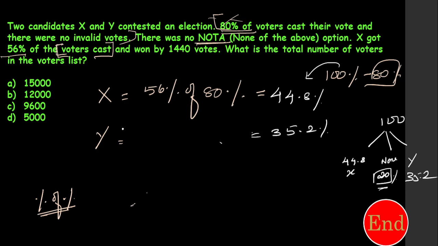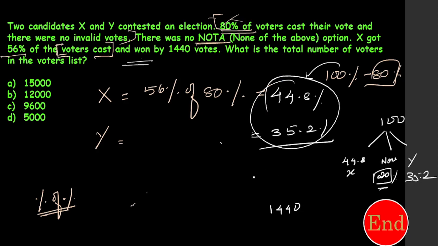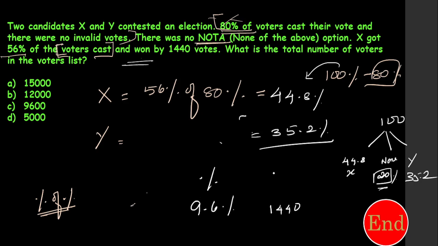Now listen carefully. This 1440 votes is wins by. Okay, so this is wins by. That means what? Majority wins by. It tells the difference between winner and loser. Wins by 1440. This is not for the winner. This is only the difference. So the difference is 1440. What is the difference between these two values? So how much extra did the winner get compared to the loser? Okay, the difference is 9.6%. So the difference in percentage is 9.6. Difference in votes is 1440.